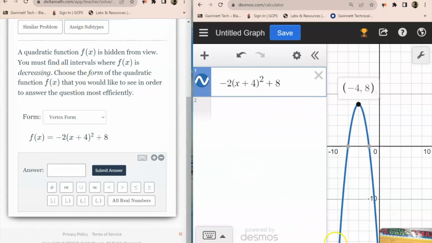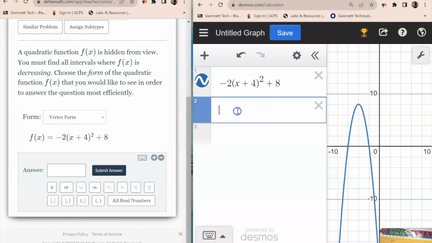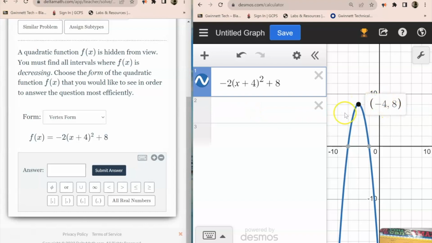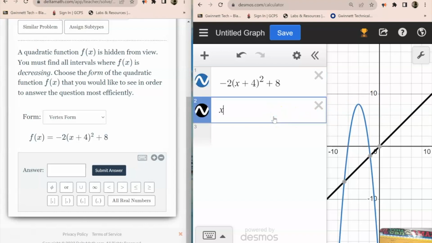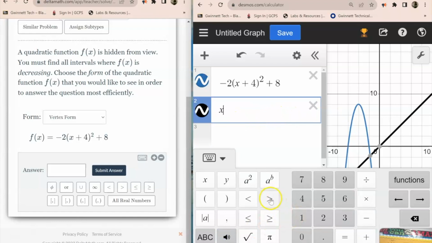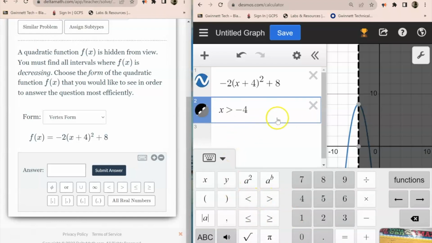Where is that decreasing? So again, the definition: this is increasing, and then this is decreasing. So everything to the right of this. Now, the cool thing about this calculator is I can check my answer. I'm saying it's decreasing everywhere to the right of -4. So everything to the right, right of -4, or everything greater than -4.